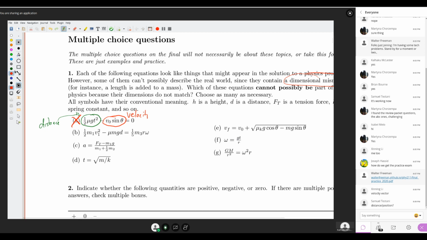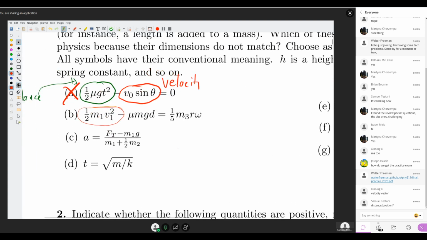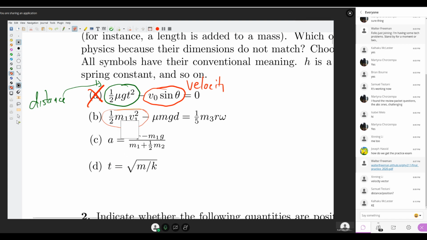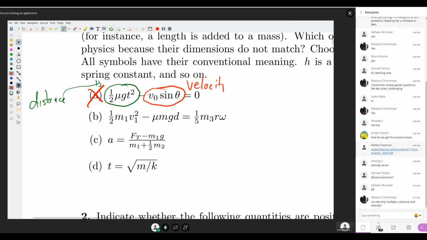So let's talk through all of them then. What kind of thing is 1/2 m1 v1 squared? Yeah, you recognize that as the formula for kinetic energy.